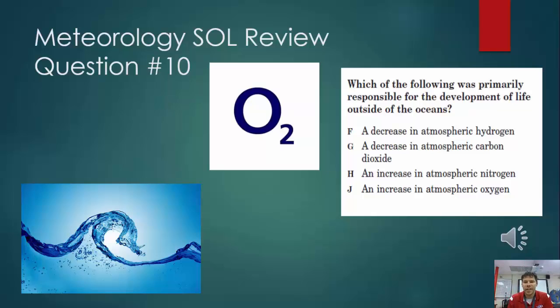Look for a question on the SOL that's worded a little bit tricky, but it's always a really simple answer. So, which of the following was primarily responsible for the development of life outside of the oceans? Anytime they have a question about the importance of life on the earth and how it came to be, your answer is always going to be one of two things. It's going to be either oxygen in the atmosphere or liquid water.